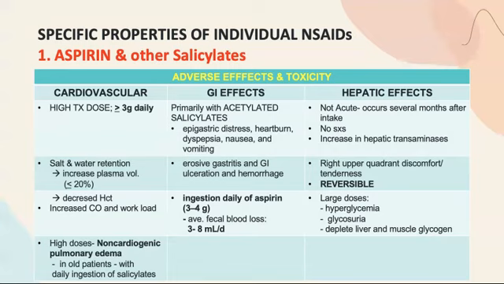Simply an increase in serum levels of hepatic transaminases can be seen, but some patients note right upper quadrant abdominal discomfort and tenderness. Overt jaundice is uncommon. The injury usually is reversible on discontinuation of the salicylates. Salicylates are an important factor in the severe hepatic injury and encephalopathy observed in Reye's syndrome. Large doses of salicylates may cause hyperglycemia and glycosuria and deplete liver and muscle glycogen.